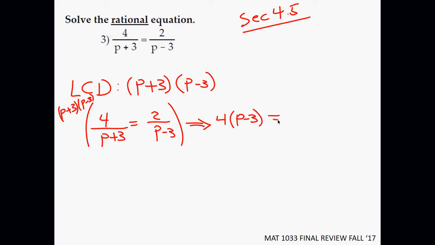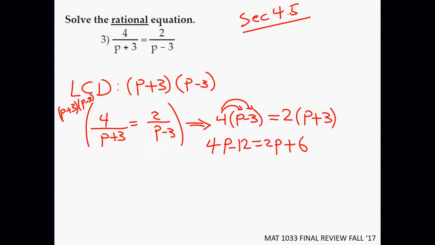Then we put equal sign. When we multiply the right-hand side, the t minus 3 gets cancelled, and we will have 2 times t plus 3. And now we have to expand the expression, which looks like, again, the 4 needs to go by using the distribution law, which is 4p minus 12 equals to 2p plus 6.